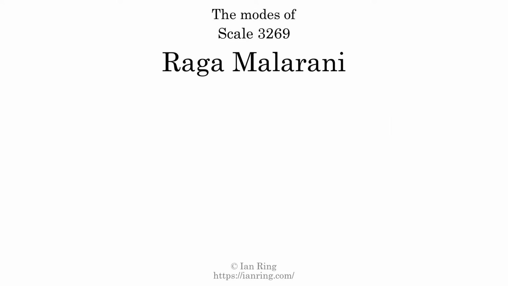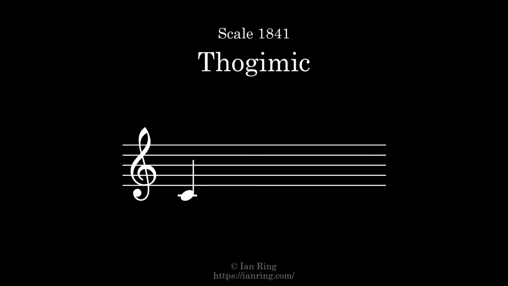This scale has 6 modes. The first mode is itself. The second mode is scale 1841, also known as Triadic. It sounds like this.